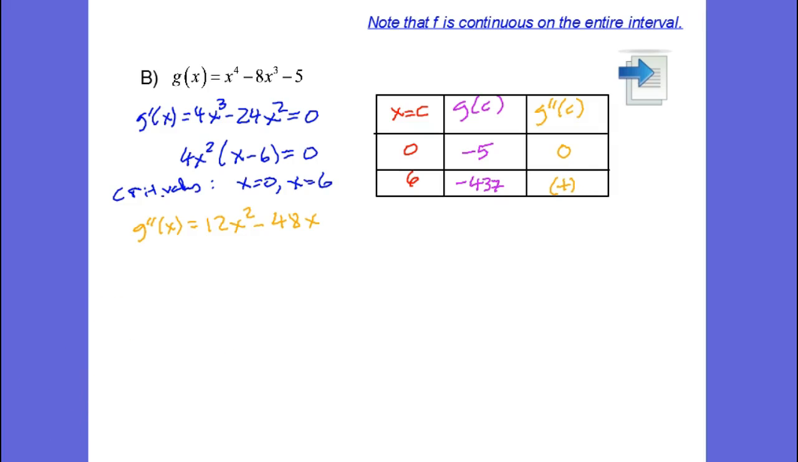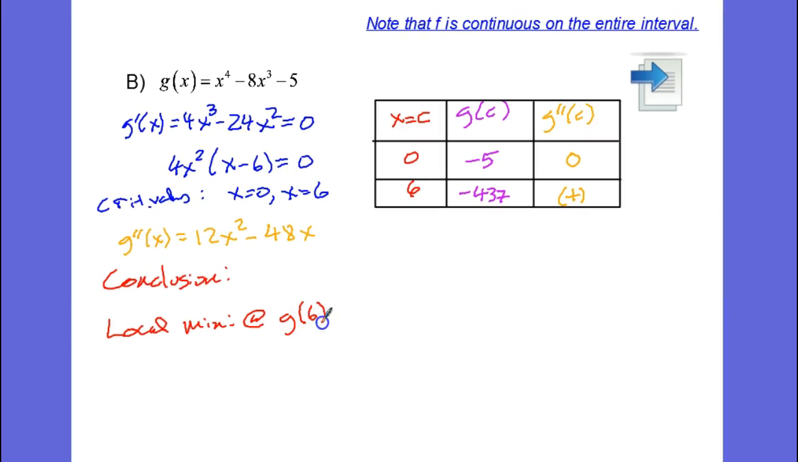Now, what does this mean for us? Well, conclusion. We have a local minimum at x equals 6, g of 6 equals negative 437. How do we know that? Well, because g double prime is positive, and when g double prime is positive, that means that g is concave up, and if it's concave up, that means that this is a minimum.